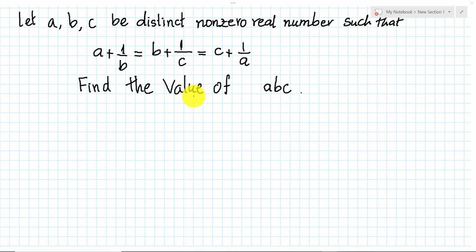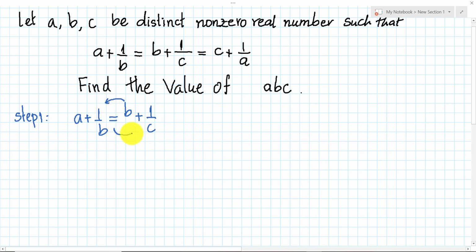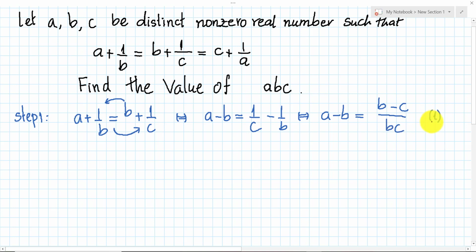Go to the solution together. First, I have A plus 1 over B equal B plus 1 over C. Step 1: A plus 1 over B equals B plus 1 over C. And then I move B to the left side and 1 over B to the right side, and we get A minus B equals 1 over C minus 1 over B. And I can write A minus B equals B minus C over BC. I call it the first equation.